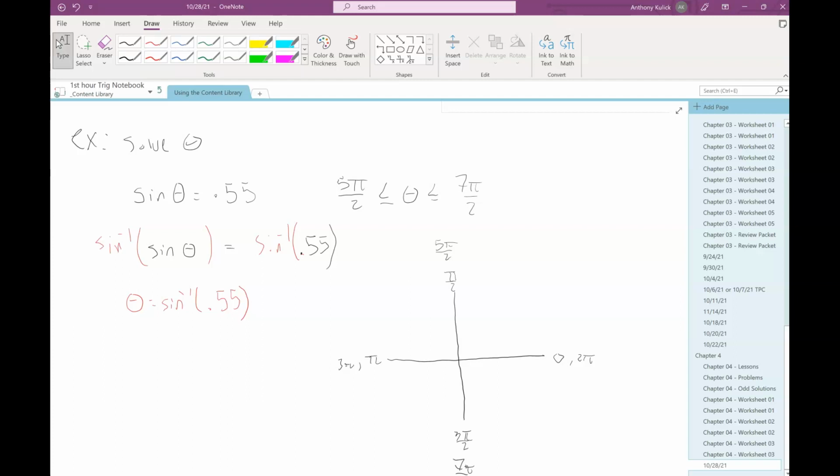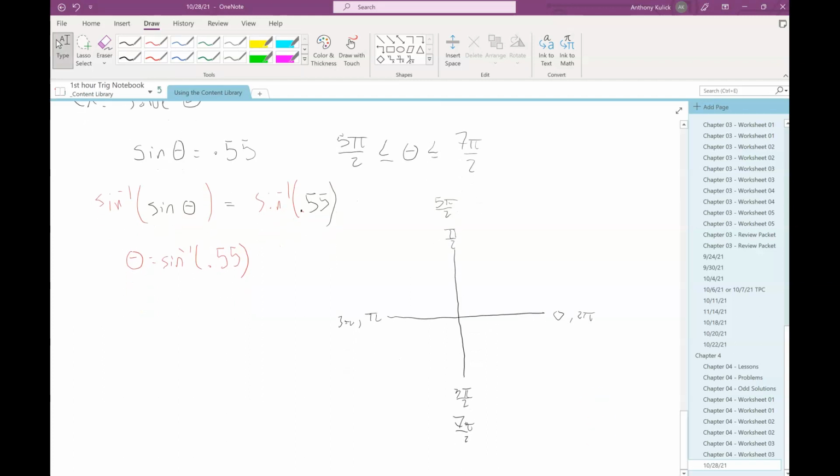Again, every 90 degrees is pi over 2 units. So I just kind of counted around by half pi's, right? So going from 5 pi over 2 to 7 pi over 2, we're talking about quadrants 2 and 3. Everybody's good with that?